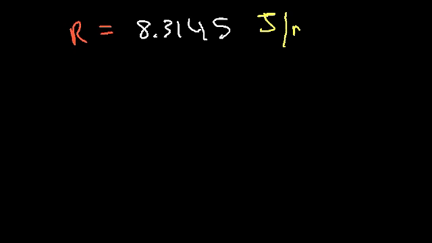Now, you can also use the R value 8.3145, but this has the units joules per mole per Kelvin. Now you can make this work, but pressure has to be in kilopascals if you choose to use this R value. But that's up to you. Personally, I prefer to use the 0.08206 because ATM is a common unit of pressure in chemistry.